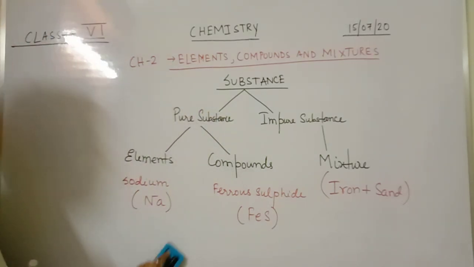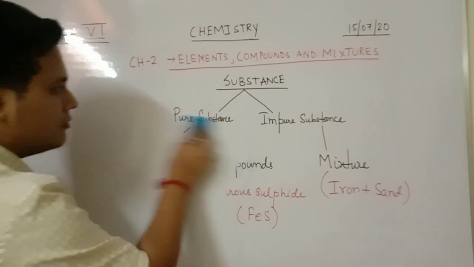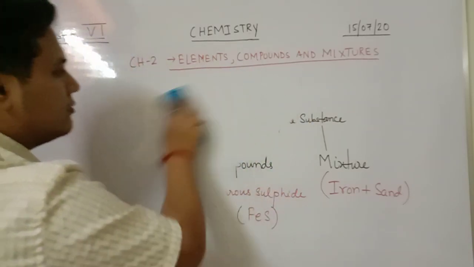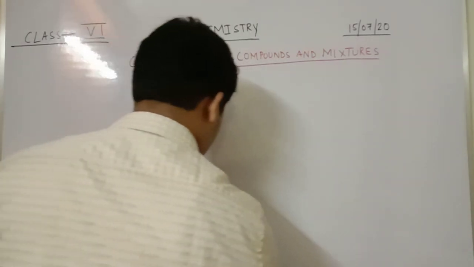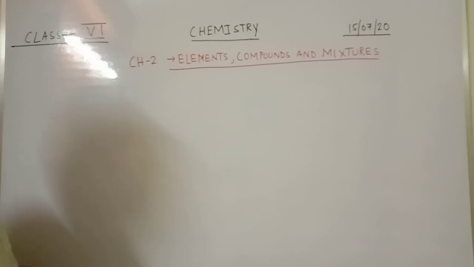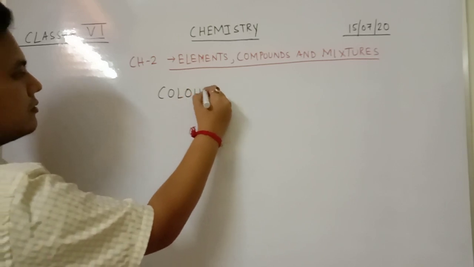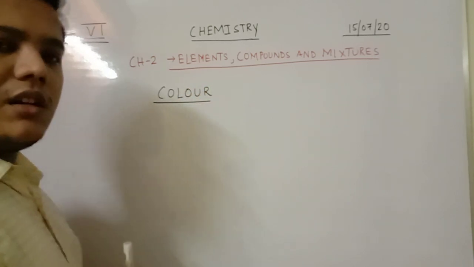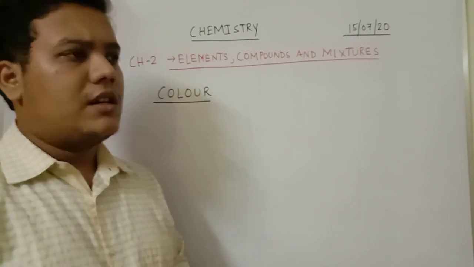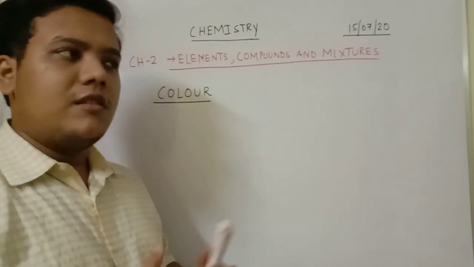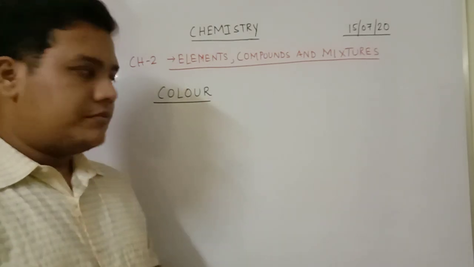Next, we will discuss some characteristic properties of elements. So, what are the characteristic properties of elements? First one is color. You have seen many colored elements around you, yes or no? Let it be a gas, let it be an element, doesn't matter. You can see colored gases. In movies also you have seen various colored gases. In our real life also we have seen various gases.